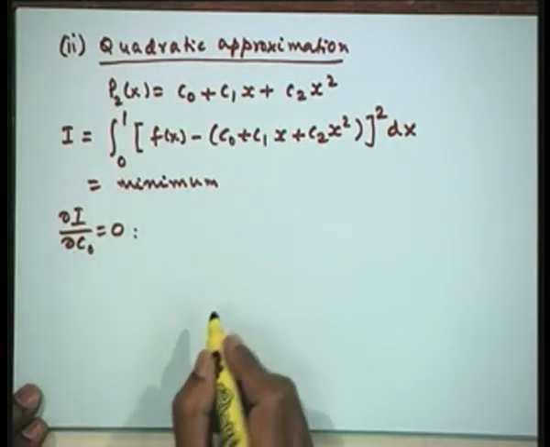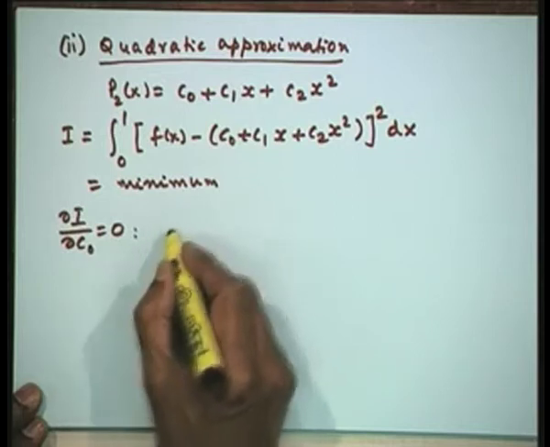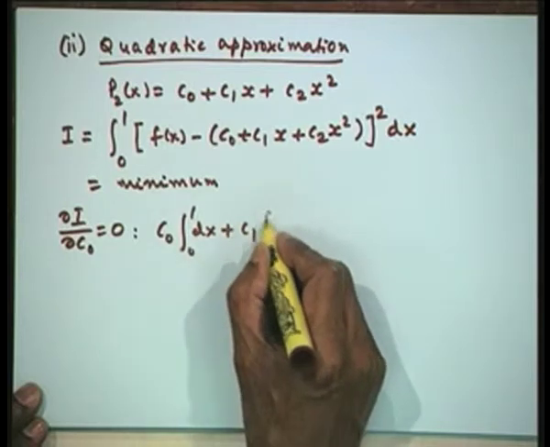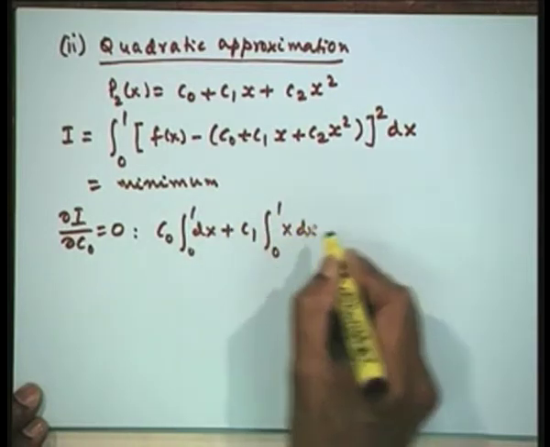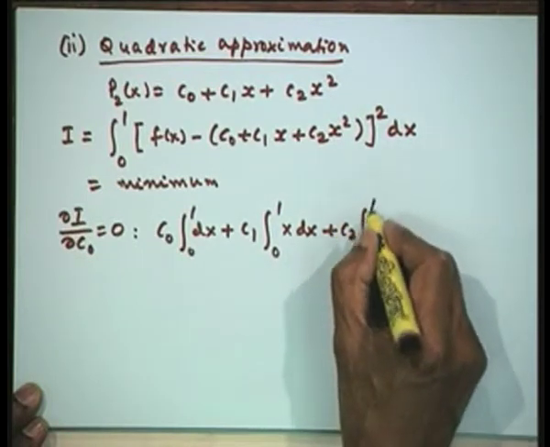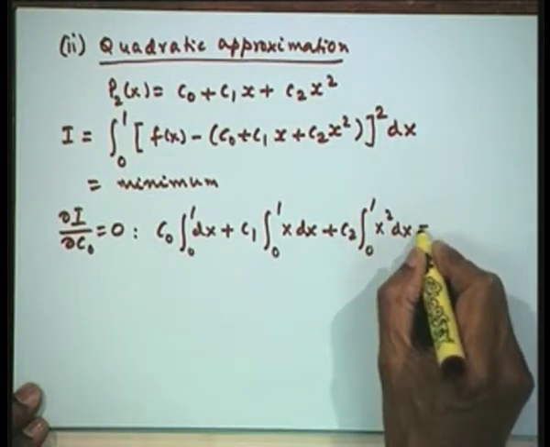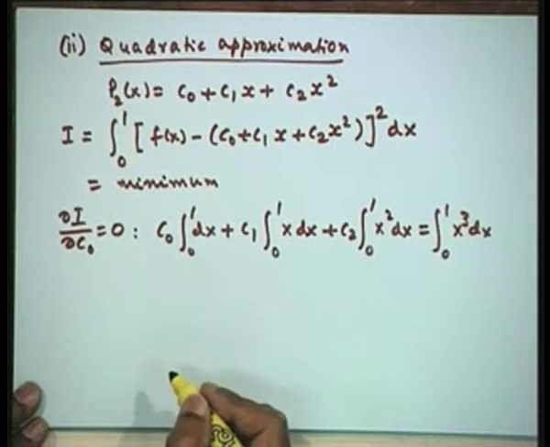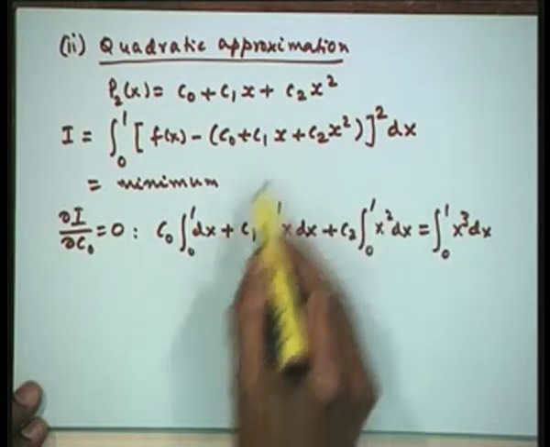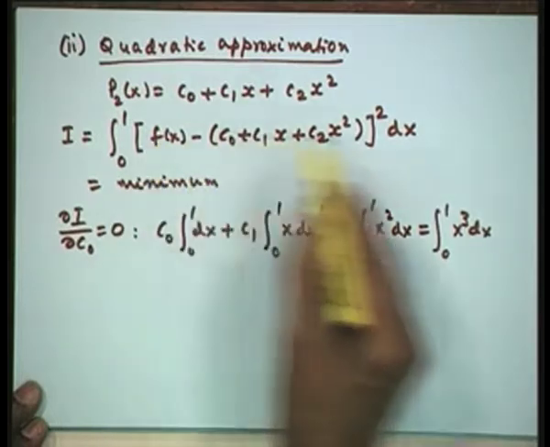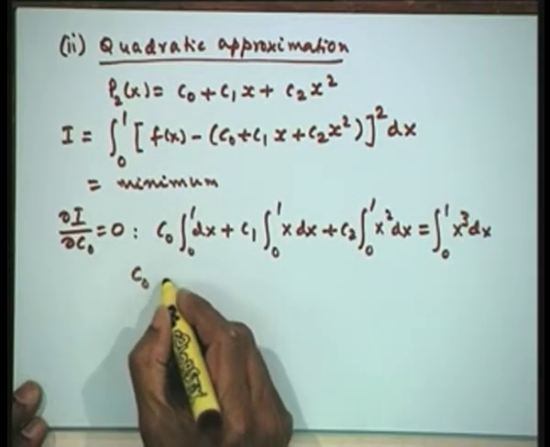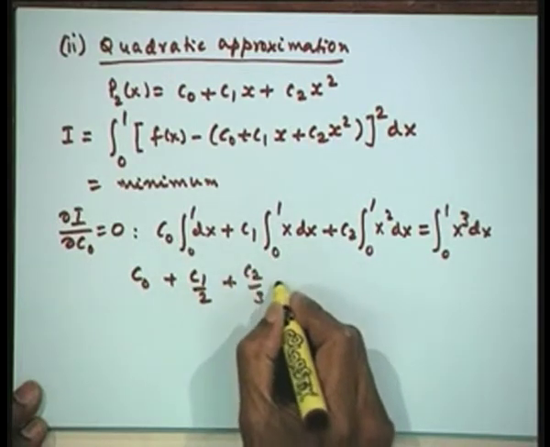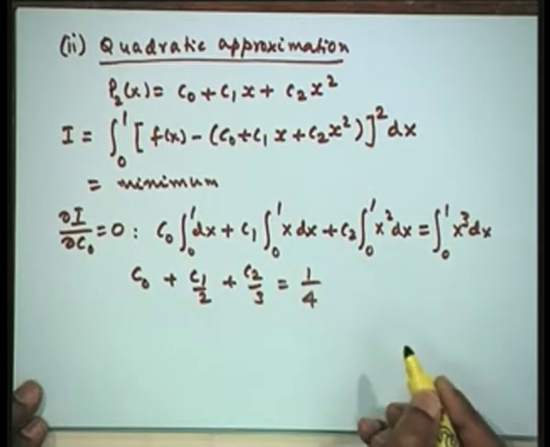and this gives us, let us write down straight away, that will be c naught integral 0 to 1 dx plus c 1 integral 0 to 1 x dx plus c 2 integral 0 to 1 x squared dx, and on the right hand side we have 0 to 1 x cubed dx. That is c naught into 1, this is x squared, and this is x cubed dx. Therefore, this is c naught, this is c 1 by 2, x cubed by 3, that is c 2 by 3, the right hand side is 1 by 4.